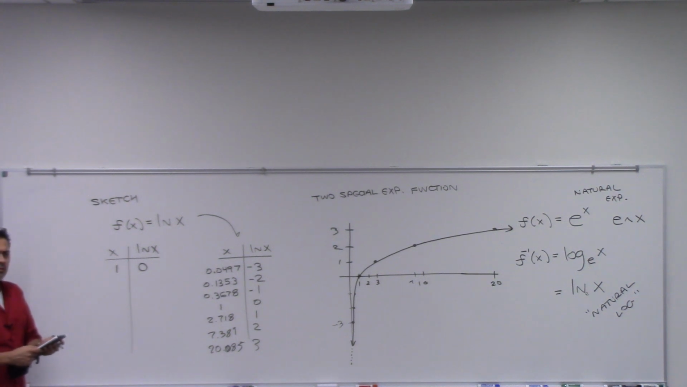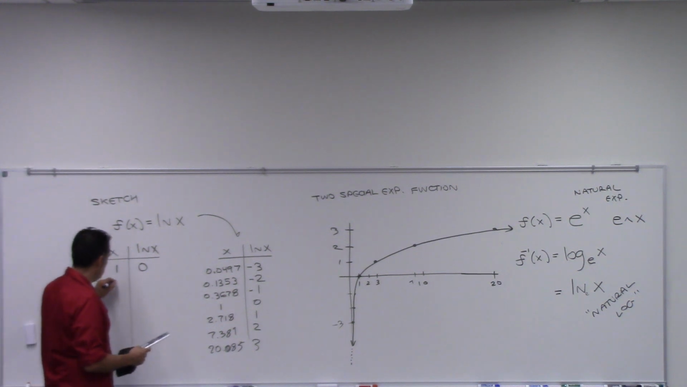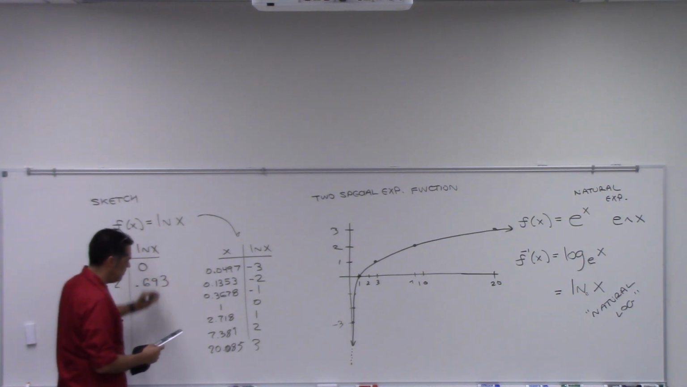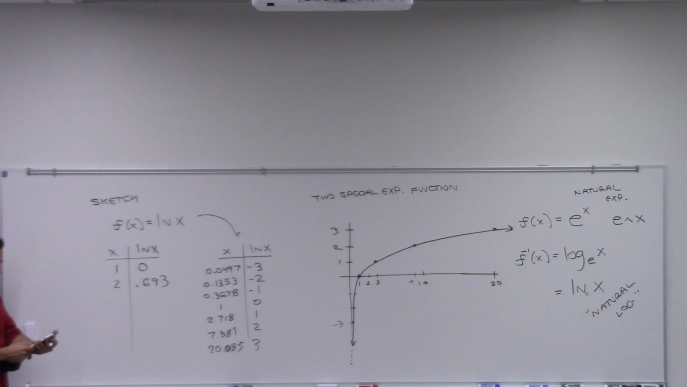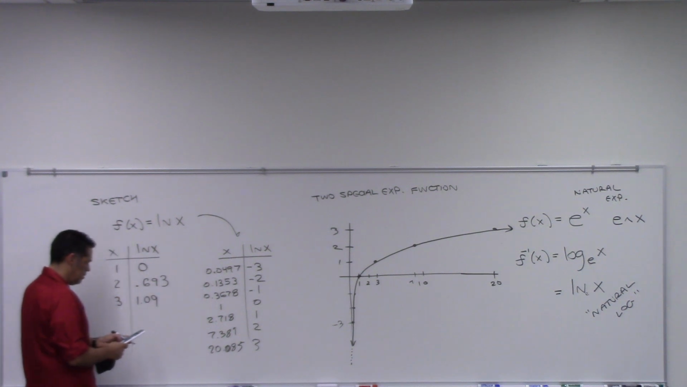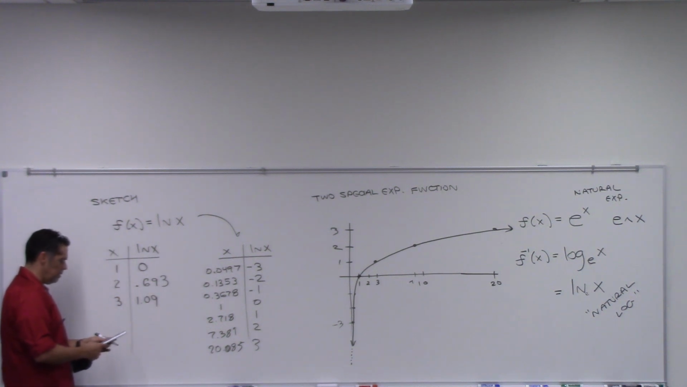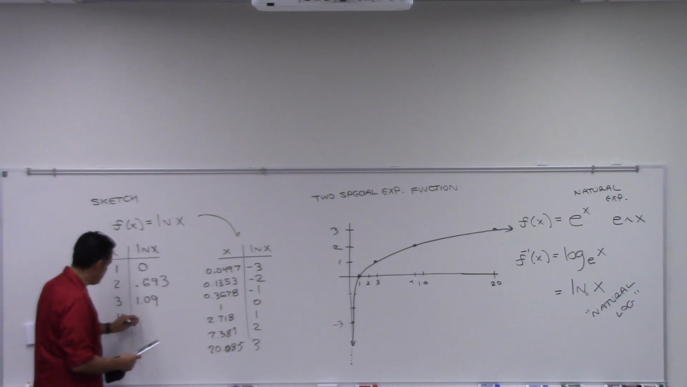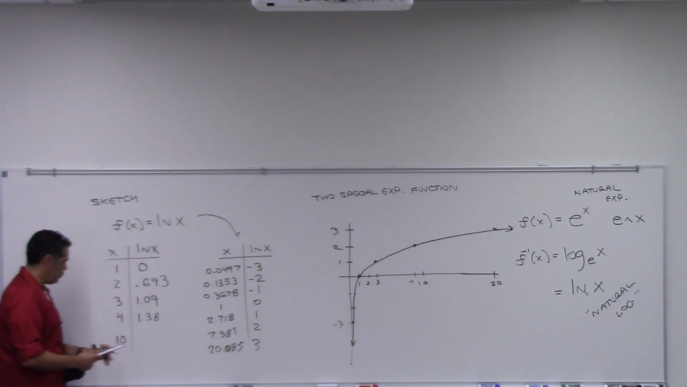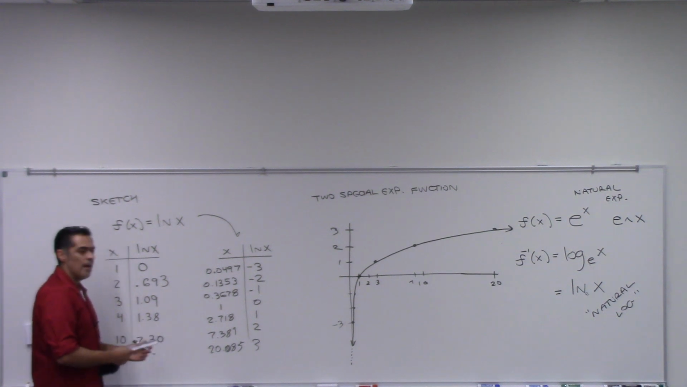Everyone find their key? Yes? Everyone's found their key? What do you get when you plug in 2? 0.693? Something like that. Plug in 3. 1.09. 4. We'll do maybe 1 or 2 more. 4. Man, this is not growing very fast, is it? 1.38. Let's do 10. Natural log of 10. 2.3. And then you'd graph these.